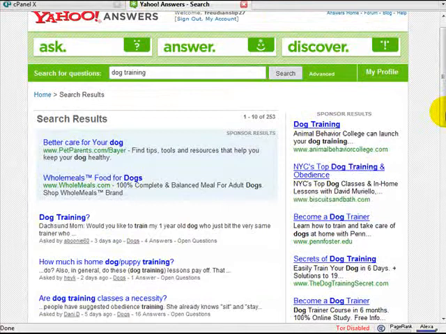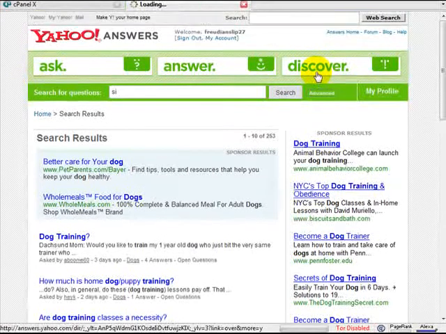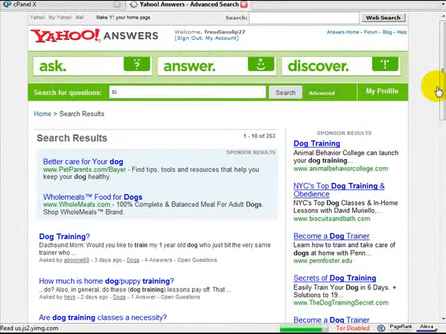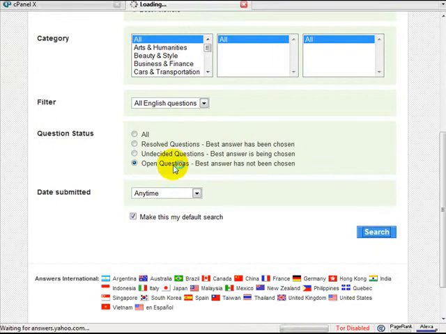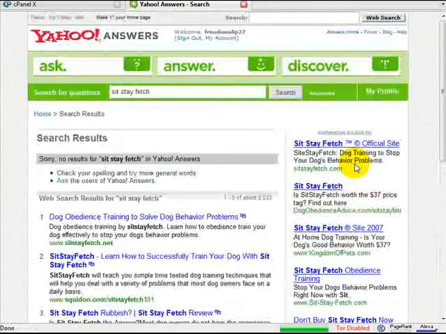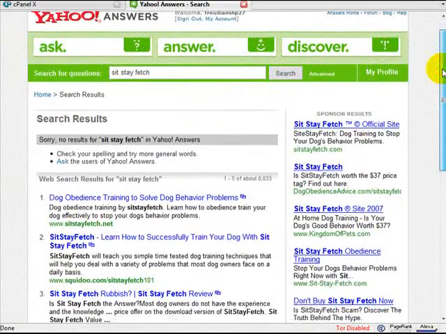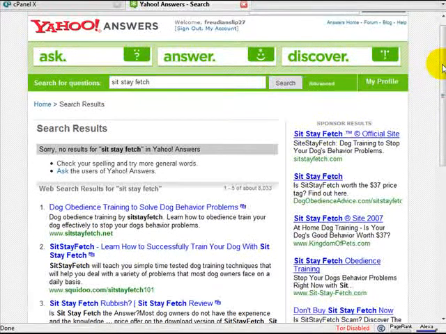Now let's talk about questions that are even more specific. The product that I'm promoting is called Sit, Stay, Fetch. So let's see if anybody's actually asking questions about that product because that's going to be even more specific. If somebody goes to the internet and types in a question on Sit, Stay, Fetch, they are probably very seriously considering buying this product. So again, making sure I'm searching for open questions. Okay, there are no open questions. Okay, well, it was worth a try. But if there had been any questions on it, it definitely would have been an awesome question to answer.